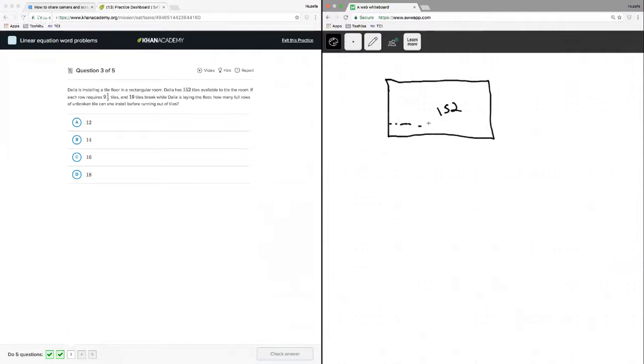we could say a row is kind of going across like this. So it's almost the length. 9.5 tiles, and 19 tiles break while Dahlia is laying the floor. So we're down 19. Okay, so 152, we've lost 19. So now we're at 133.